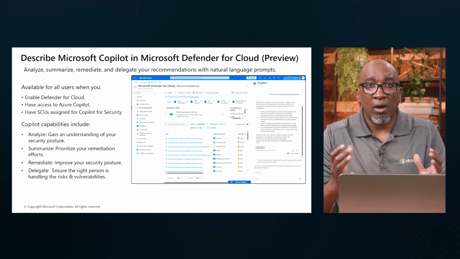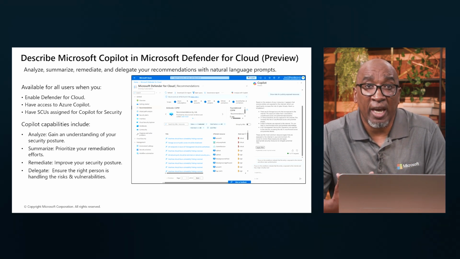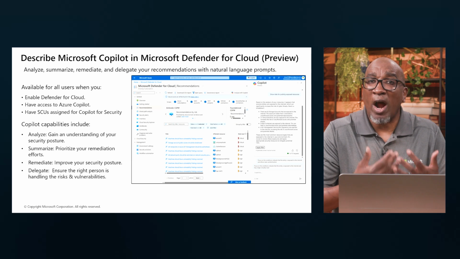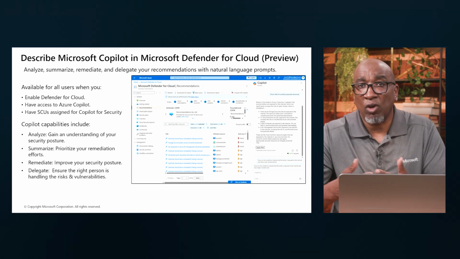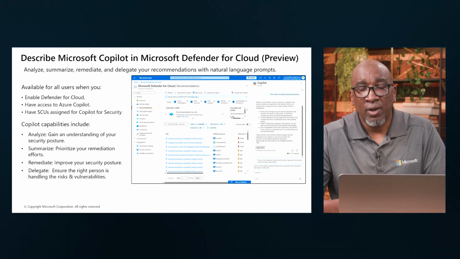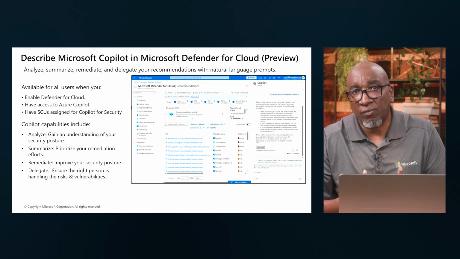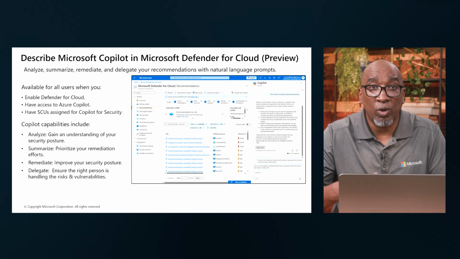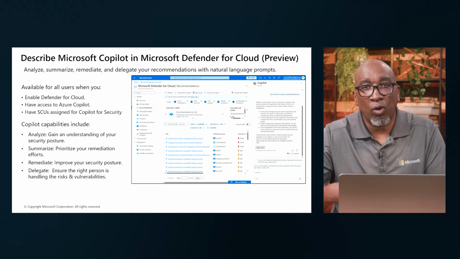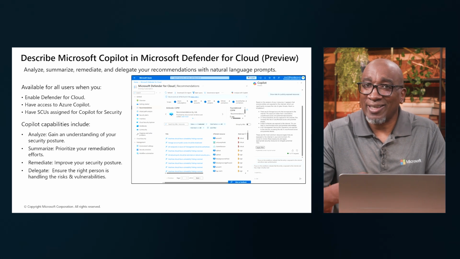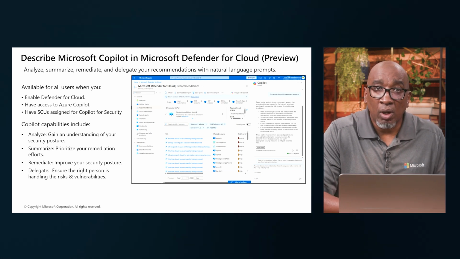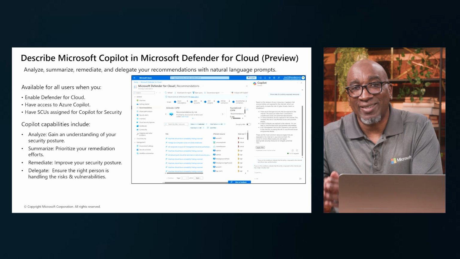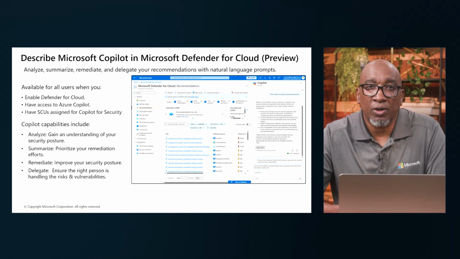We mentioned that a core feature is also delegation. We want to make sure that the right people have exposure based on the recommendations that we have. So we can take the recommendations from Copilot for Security and delegate them to another individual or to another team. Delegating recommendations also helps you improve your overall security posture. It's, again, making sure the right people address the risks and vulnerabilities presented by the recommendations that are present in your environment.